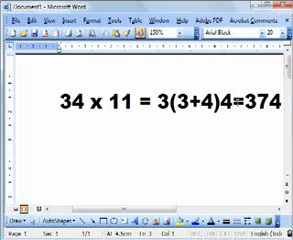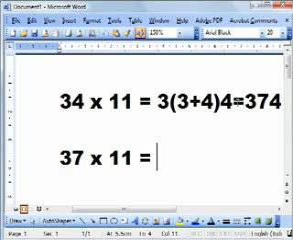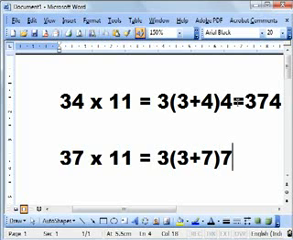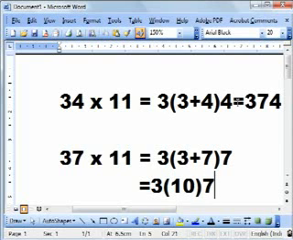Let's take another example. Say 37 multiplied by 11. So here I have to put the first and last numbers, and what will be the middle number? It's 3 plus 7. Here we got 3, 10 and 7, and everybody knows that 37 multiplied by 11 should not start with 3000. So what's going on here?